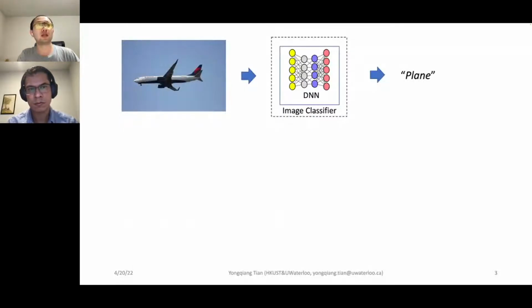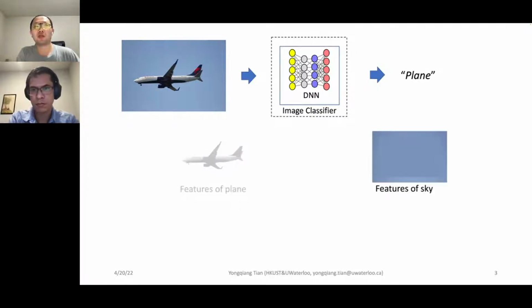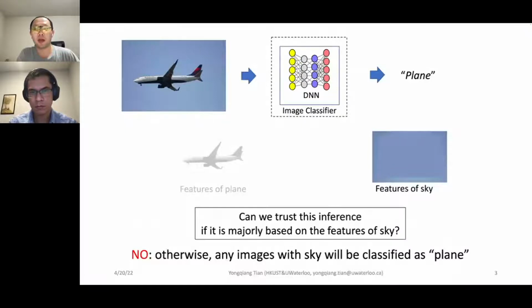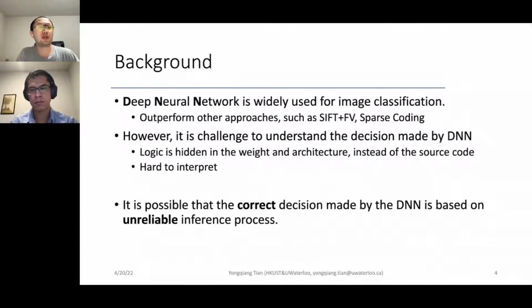Given this example, here is a plane. The DNN model may tell us it is a plane. However, even if the answer is correct, we have no idea whether the inference is made based on the features of the plane. What if this inference is actually made based on the features of the sky? Can we still trust the inference if it is majorly based on the features of the sky? The answer is no. Otherwise, any image with sky will be classified as a plane. In other words, it's possible that a correct decision made by DNNs is based on an unreliable inference process.